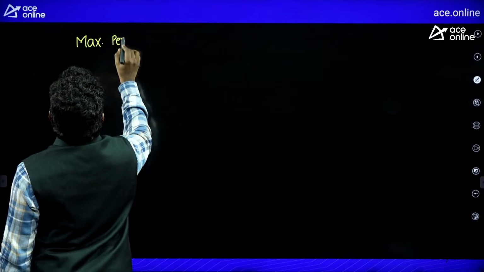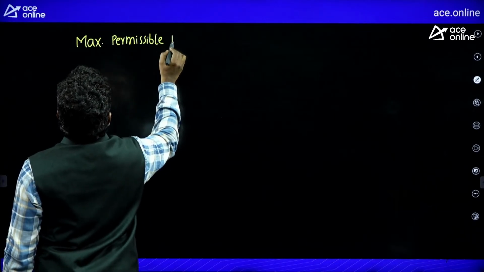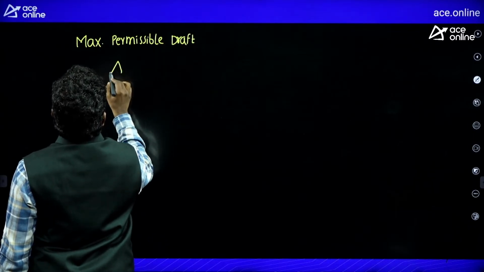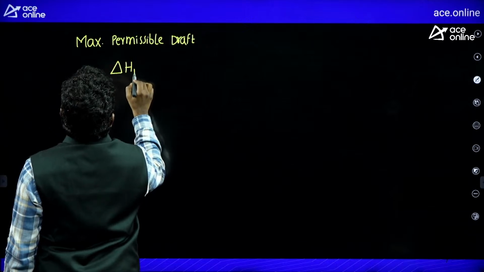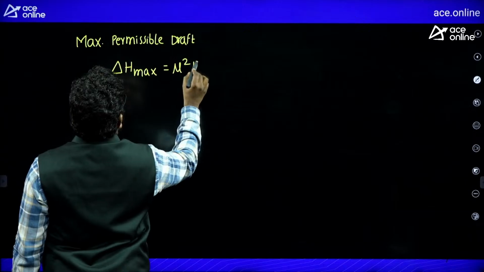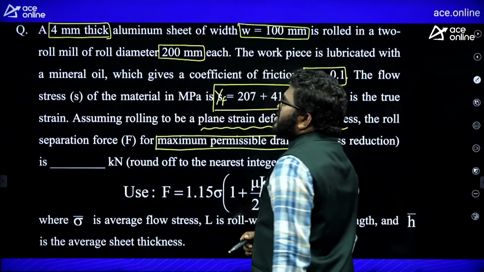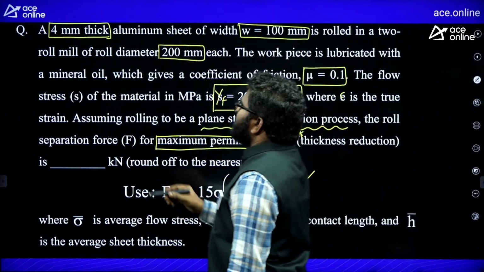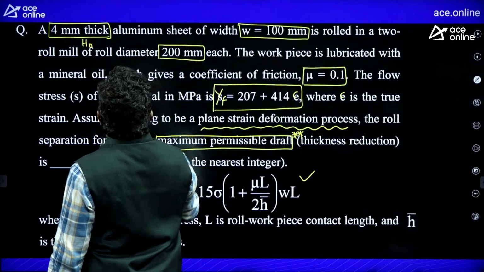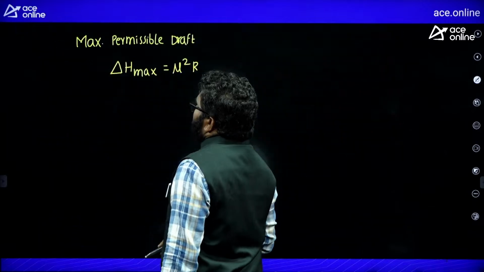Maximum permissible draft, there is a condition, that is delta H max is equal to mu square R. Delta H max equal to mu square R. So delta H is the initial thickness, which I am assuming as H naught, is given as 4, diameter is given as 200, friction is given as 0.1.